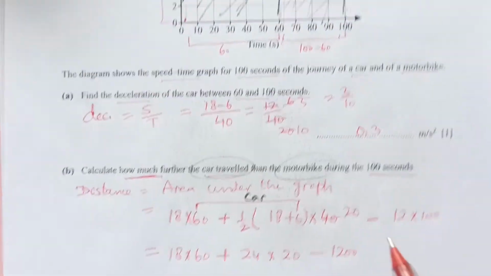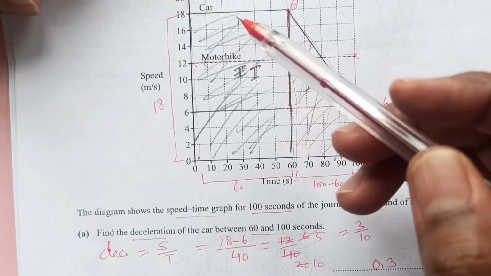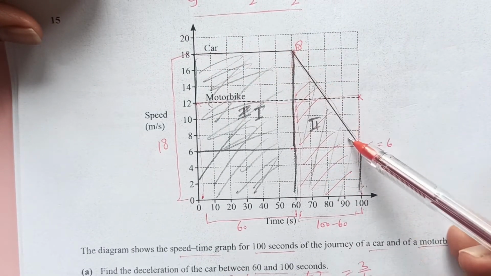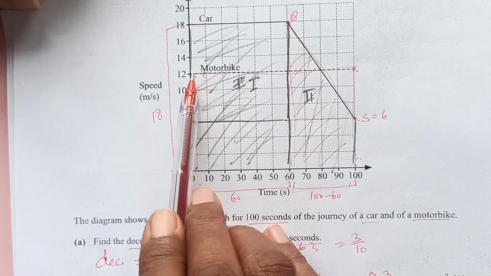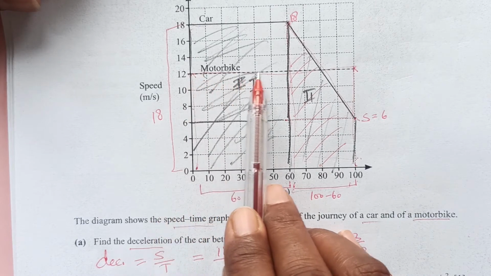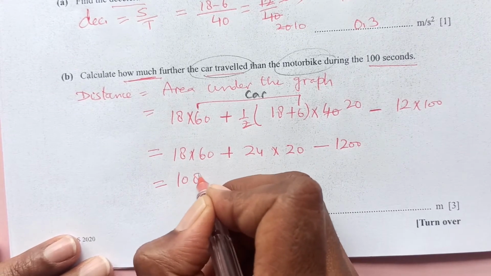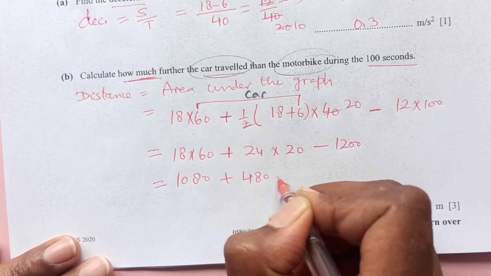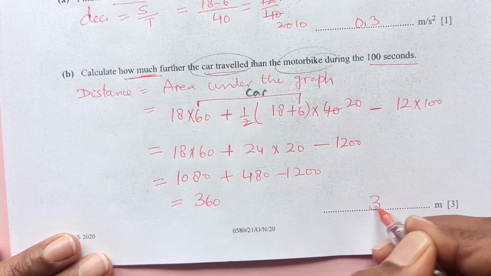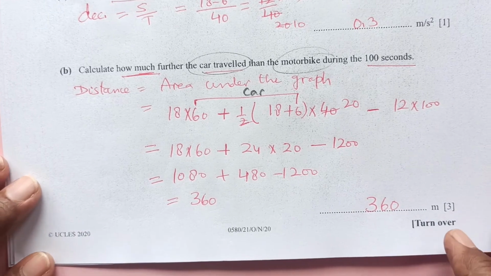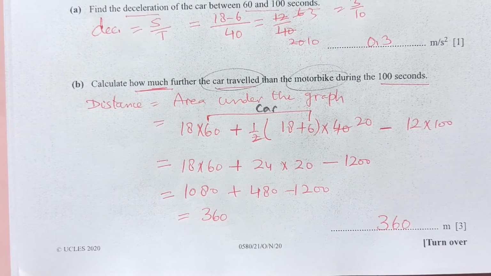I hope you understood. Let me explain this to you again. We are looking for the distance travelled by the car. Distance travelled by the car is the area under this curve, which consists of this rectangle and triangle. And then the distance of the motorbike is this here. So now this is 1080 plus 480 minus 1200, which comes out to be 360. So that is our final answer. Sorry for the inconvenience, I was just confused. So let's move to the next one.